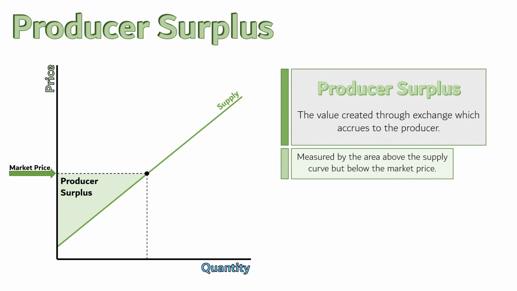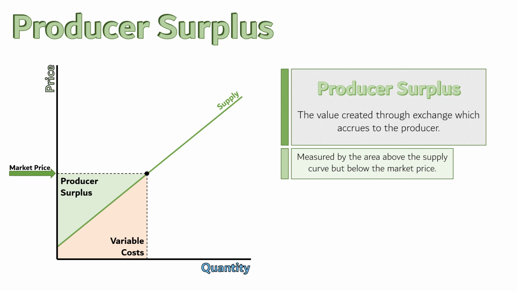Let's dig a little deeper. The supply curve represents the marginal cost of production. And so if we add up all those costs cumulatively for each unit produced, we have the total variable cost for all firms. It's the variable cost because marginal costs do not include any fixed costs.